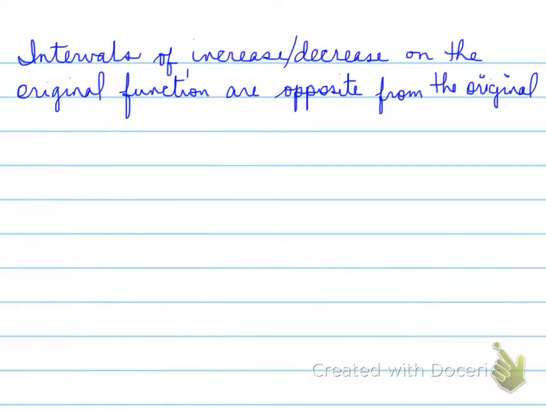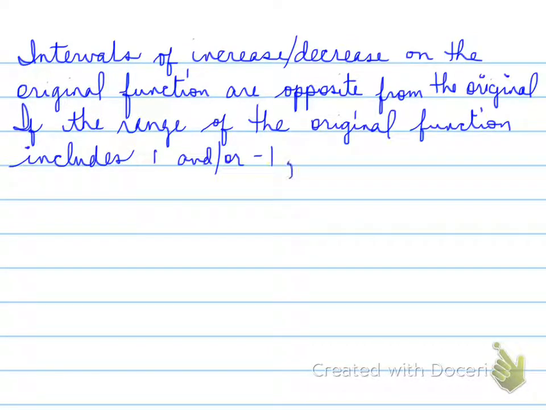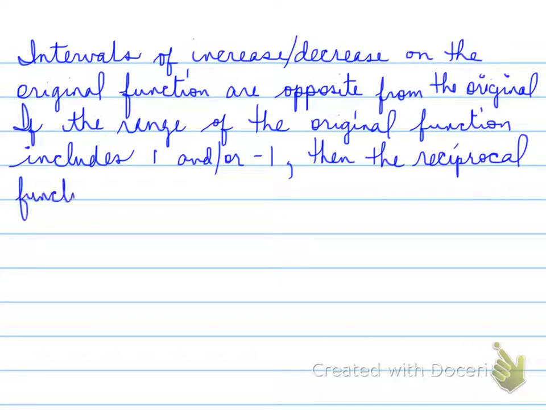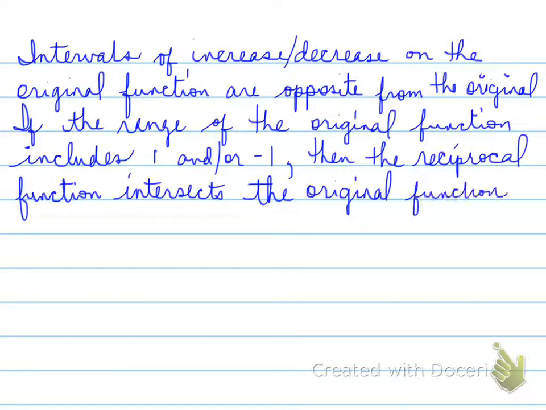Now, very important, this one. Next part. If the range of the original function includes 1 and or negative 1, what that means is if the graph actually can have a y value of 1 or a y value of negative 1, meaning one or the other or both, both would be ideal, what we can say is that the reciprocal function intersects the original function at these points. So these have a common point. They're the same point. Let's look back at the graph to note that.